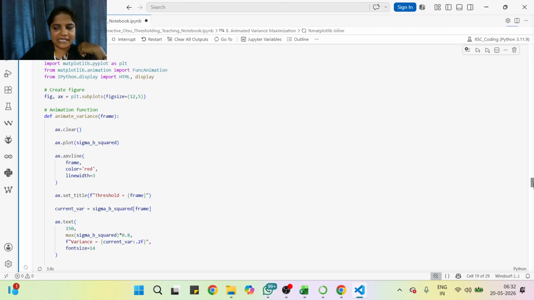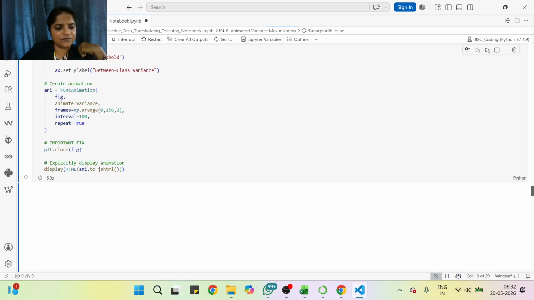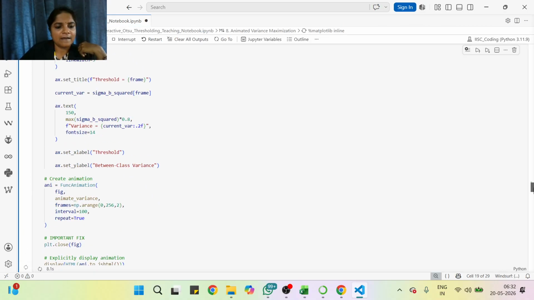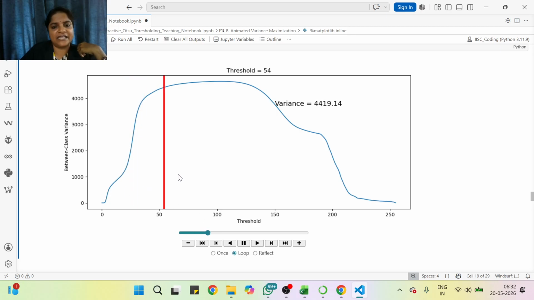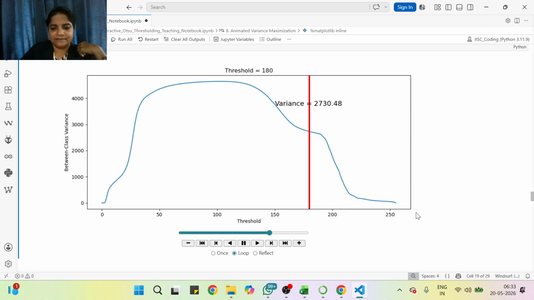So this cell is going to give me an interactive version of the between class variance graph. This is just to show you that as the threshold increases, the between class variance increases. At one point, it becomes maximum, and then the variance again starts decreasing.